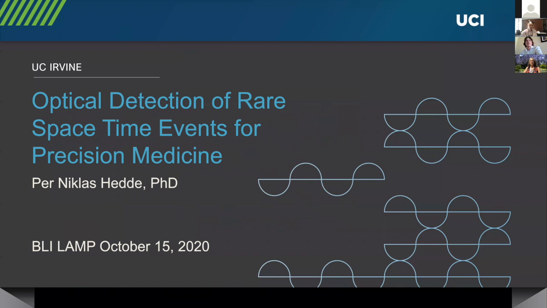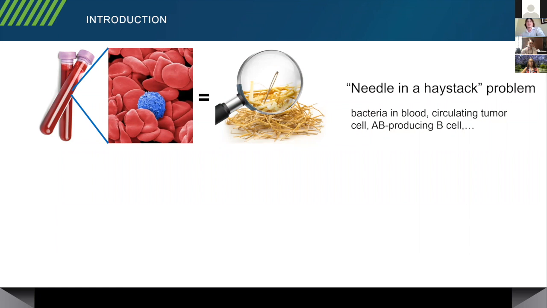Okay. So my talk today is going to be about optical detection of rare events in space and time for applications in biomedicine or precision medicine. I want to start by introducing two general problems in biological or biomedical research. The first one is the so-called needle in a haystack problem. Here the issue is that often we are trying to find or identify rare particles or cells in a large volume. That could be, for example, pathogens like bacteria or viral particles in blood, circulating tumor cells, but also specific B cells that happen to produce the right antibodies that we're interested in.